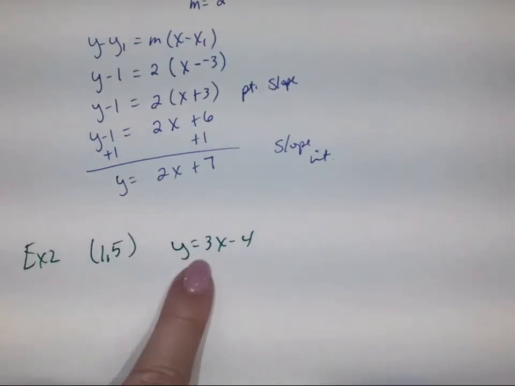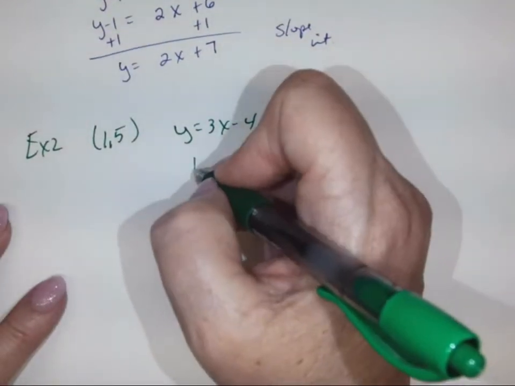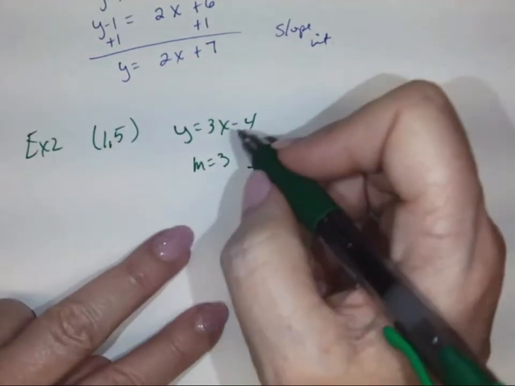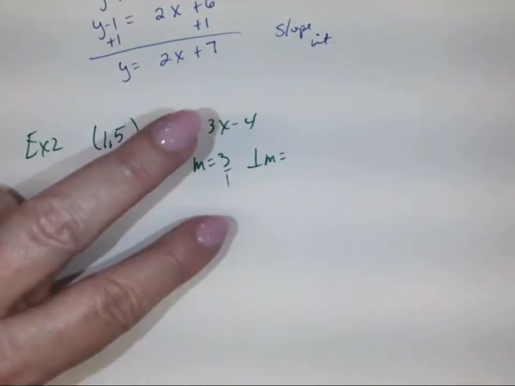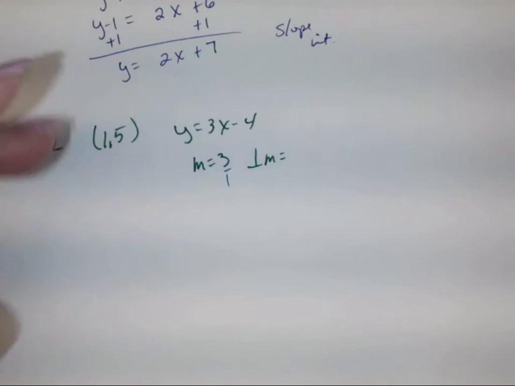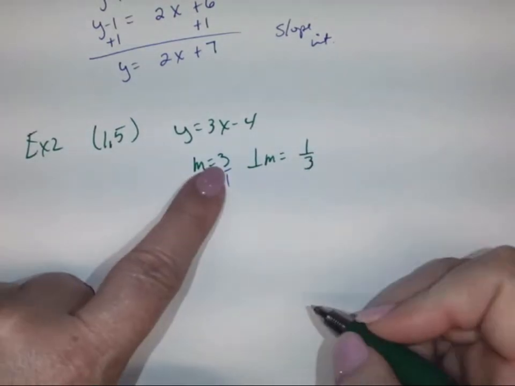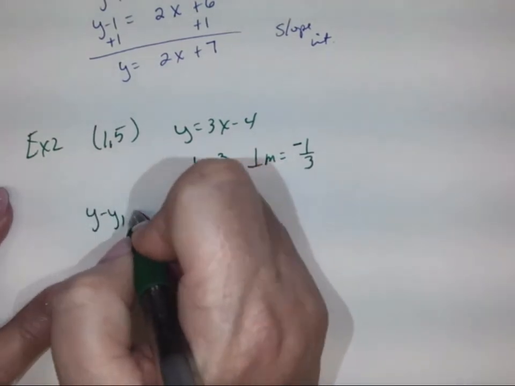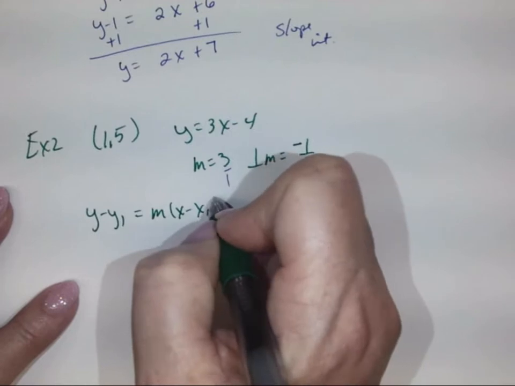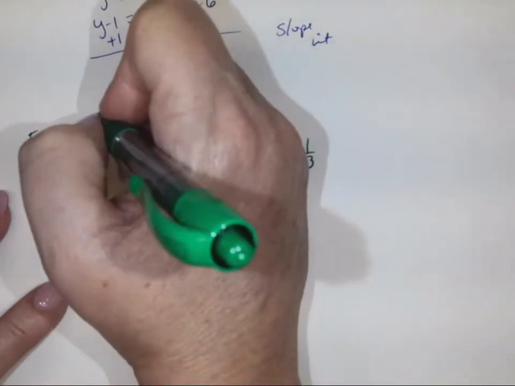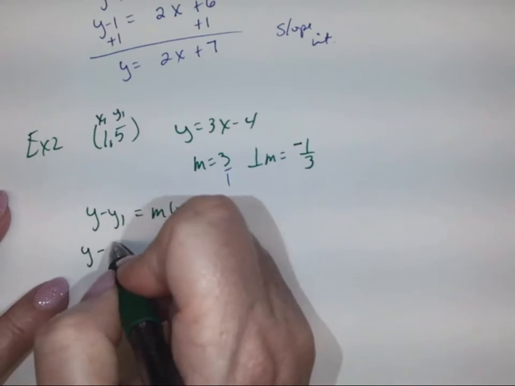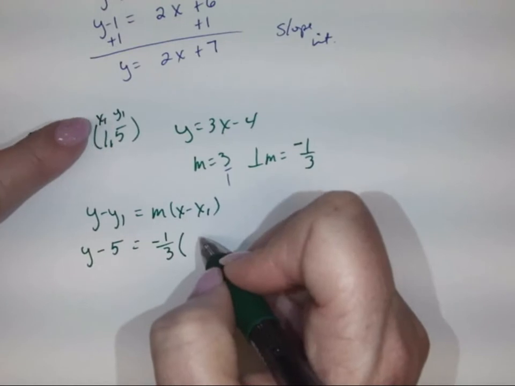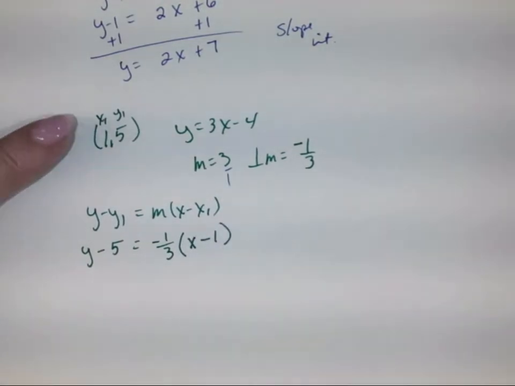So the first thing we need to do is find the slope of our equation here. Well, this slope is 3, so the perpendicular slope, we're going to remember this would be like 3 over 1, so we'll flip it over. Every whole number is over 1, so it'll be 1/3. This one's positive, this will be negative. So we're back to y minus y1 equals m times x minus x1. Again, label your point. So y minus 5 is equal to -1/3 times x minus 1.